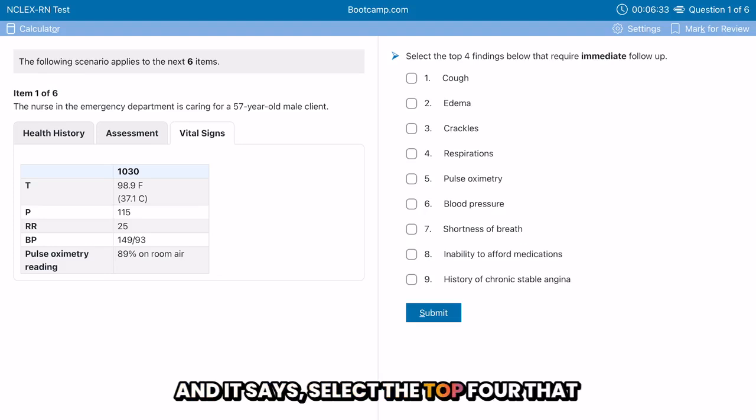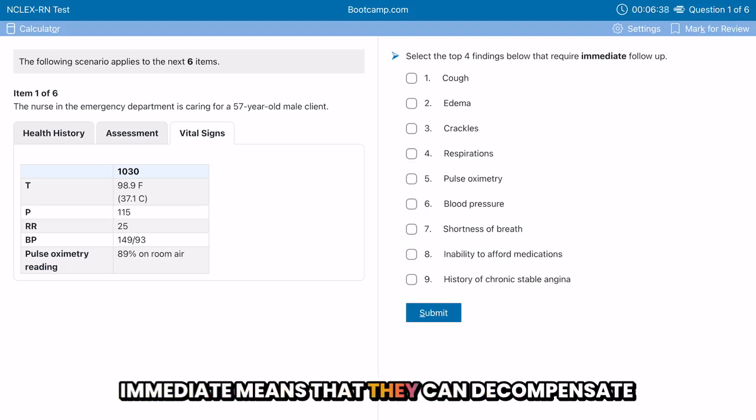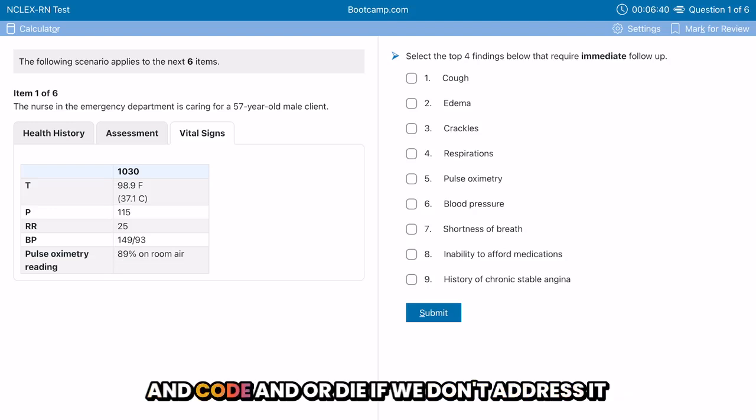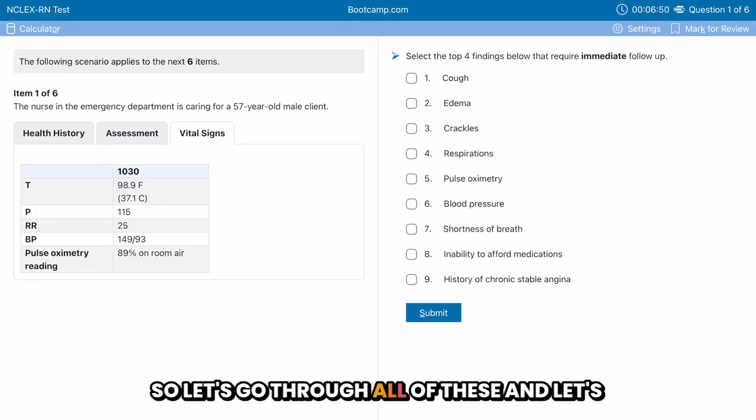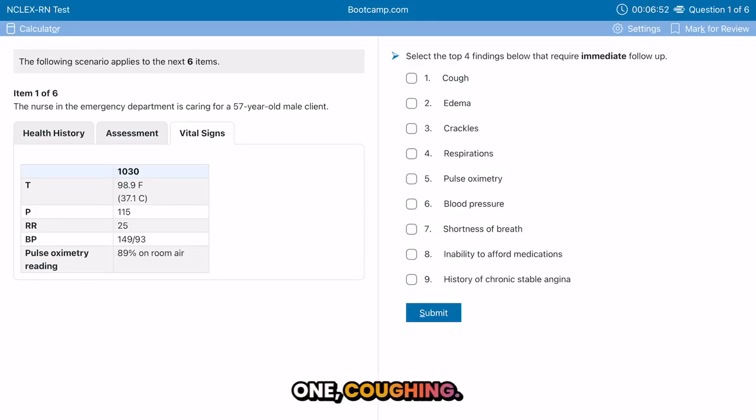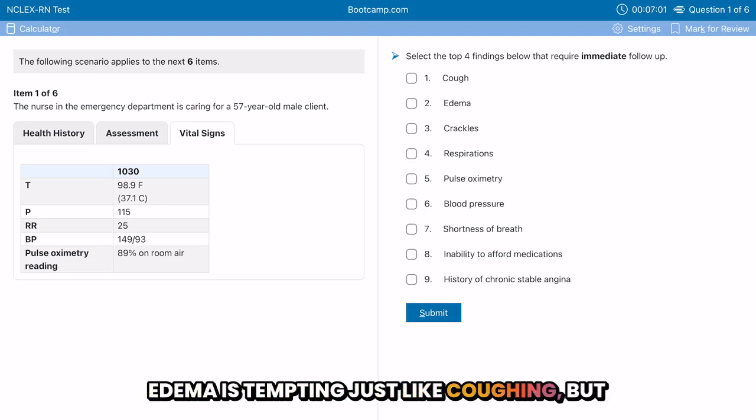So now let's move on to the right side of the question. And it says select the top 4 that require immediate follow-up. Immediate means that they can decompensate and code and/or die if we don't address it right this second. It cannot wait, right? So let's go through all of these and let's rule them out. 1, coughing. Did coughing ever kill anybody? No. 2, edema. Edema is tempting just like coughing, but again, these are more ancillary symptoms from the root cause of the problem. We want to find what's the root cause. So we're not going to select edema either.